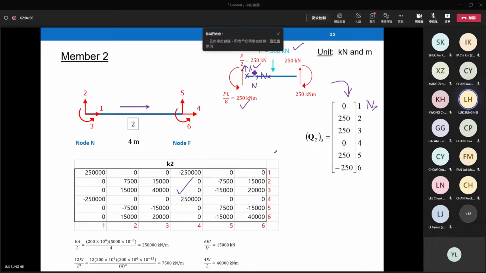NY, we have a vertical component, 250. And then NZ means the moment. NX, NY, NZ, and then Fx, Fy, Fz. You can convert them back to a vector form: 0, 250, 250, 0, 250, minus 250. Minus 250 at the bottom, because it is a clockwise moment. That is the Fz component.